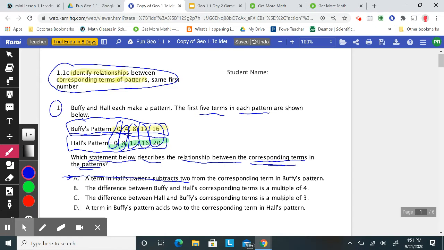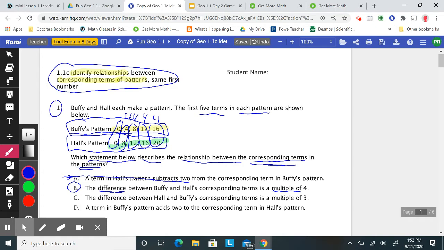B says the difference between Buffy and Hall's corresponding terms is a multiple of 4. So difference means if you subtract them, 8 minus 4, you get 4. 12 minus 8, you get 4. 16 minus 12, you get 4. 20 minus 16, you get 4. Well, 4 is a multiple of 4, so that looks good. Let's just check the other ones to make sure.